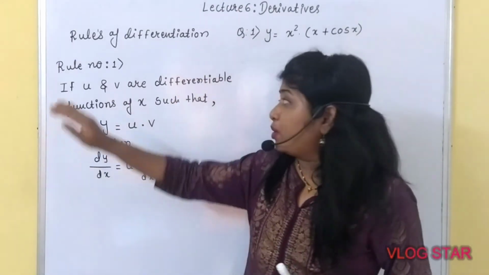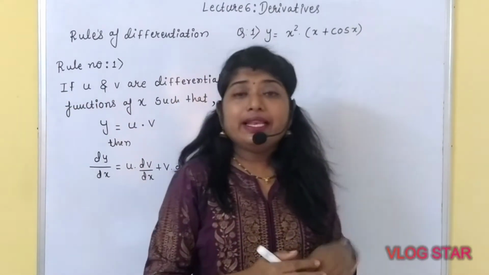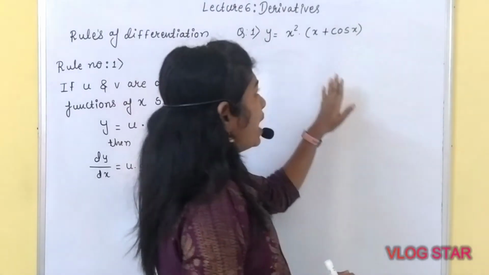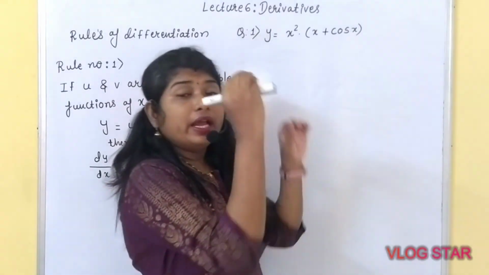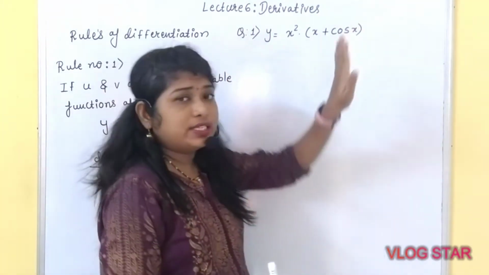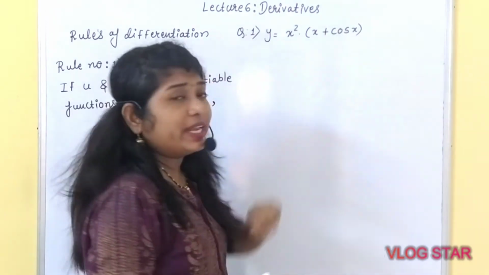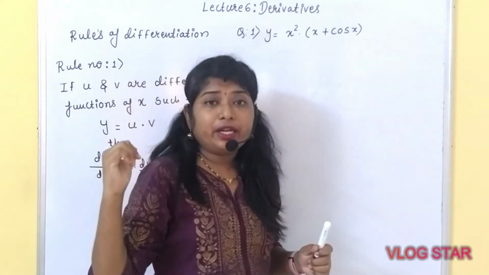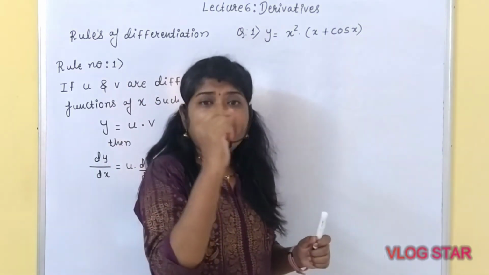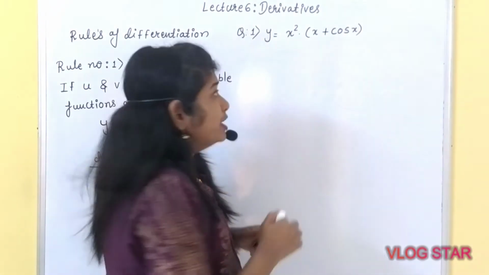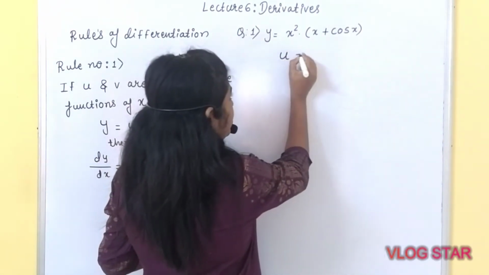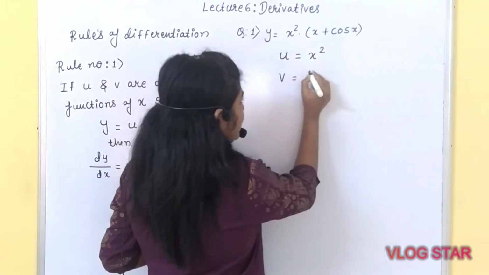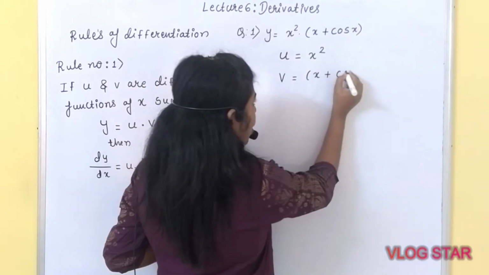So to understand rule number 1 or the UV rule, let's consider a very simple example. What is given? y is equal to x square into x plus cos x. By looking at this example, you need to identify that it is related to rule number 1, that is y is equal to u dot v. So what is u in this case? u is equal to x square. What is v? v is equal to x plus cos x.